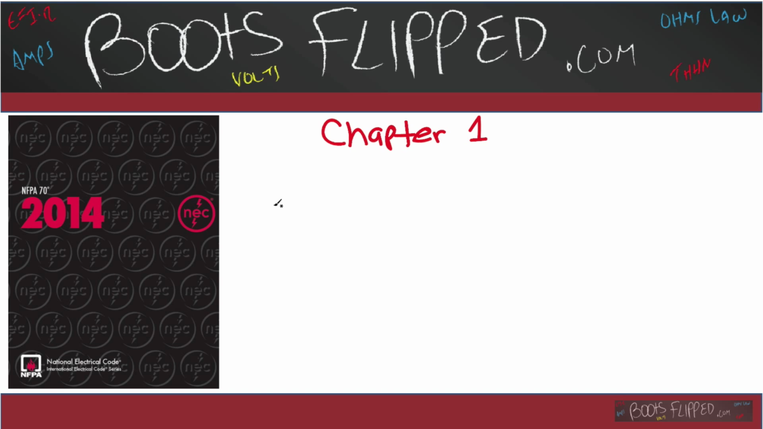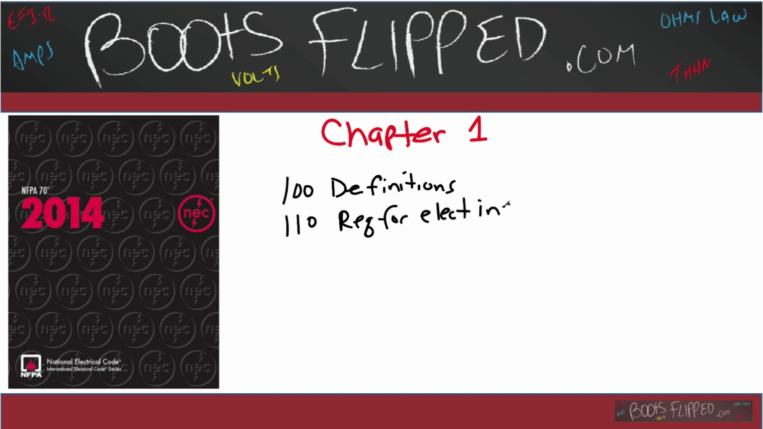In Chapter 1, that's a great chapter to find Article 100, or definitions. We need to understand what some of those words are in the code. We'll also have Article 110, and that gives us requirements for electrical installations. And we'll use that for all kinds of things when you're designing your system for a residence. It's a great article to know and to understand.